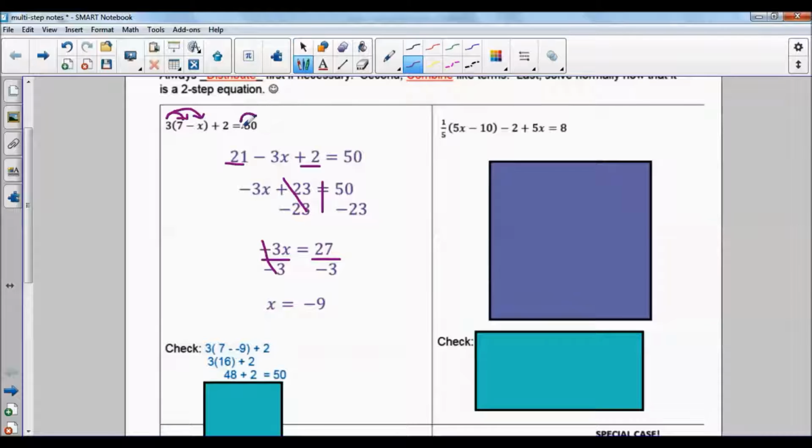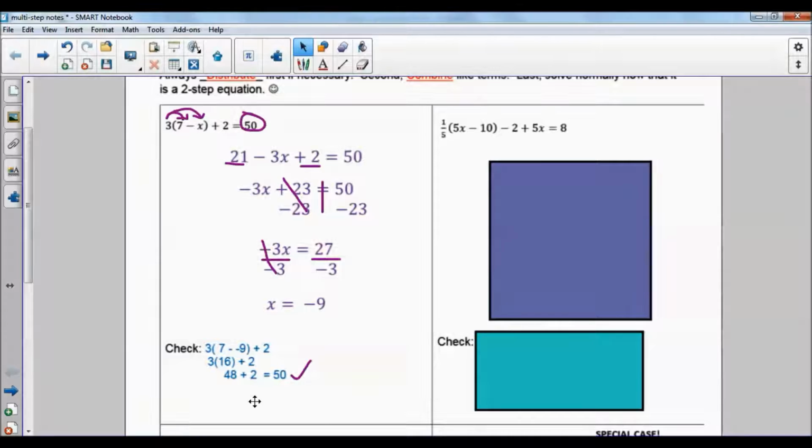Up here it said it was equal to 50, and when we plugged in our x value, we got 50. So it checks out. It's exactly what we wanted, and we did a good job solving. For our second equation, we're also going to distribute, right?